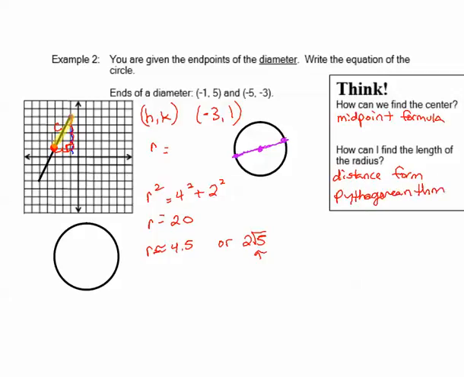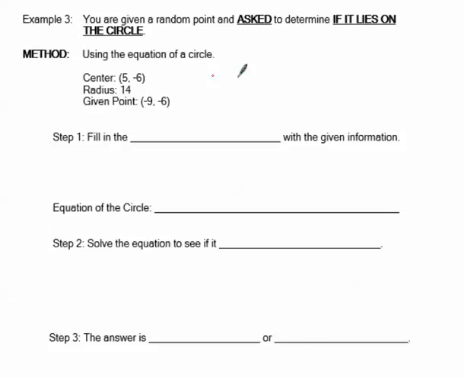All right, last one. You are given a random point and asked if it lies on the circle. Okay, so fill in the equation. So method: use the equation of the circle. Fill in the equation with the given information. Okay, so let's do that. The equation is (x minus h) squared plus (y minus k) squared equals r squared. Okay, so does it lie on the circle?